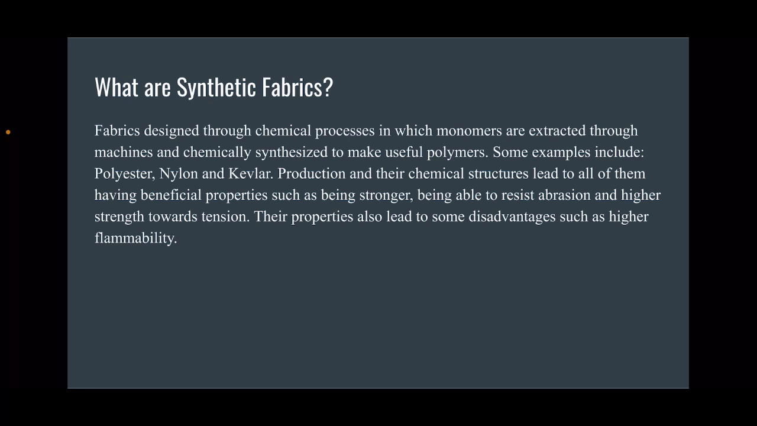But the production of these chemical structures leads to all of them having beneficial properties, such as being stronger and being able to resist abrasion, which usually comes from one of the monomers, while the other monomer present in them usually contributes to the bonding of the materials being bound together and not breaking apart, and higher strength or extension. More often than not, these properties also lead to some disadvantages, such as higher flammability, which I looked into, and it's not necessarily flammability, but rather just bonds breaking.